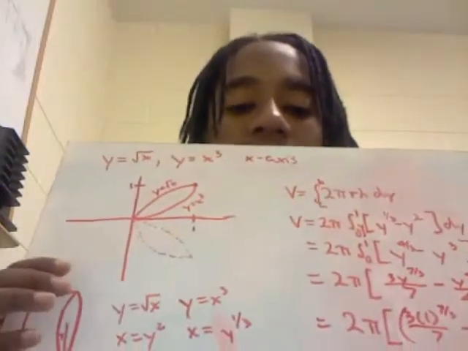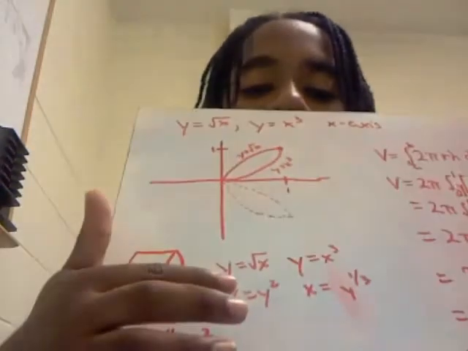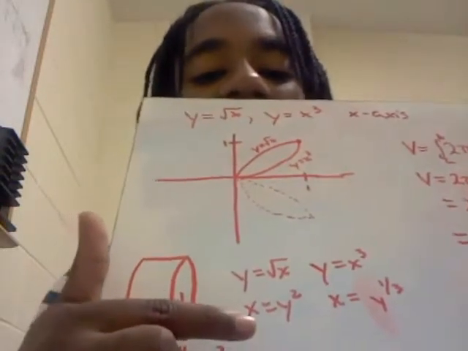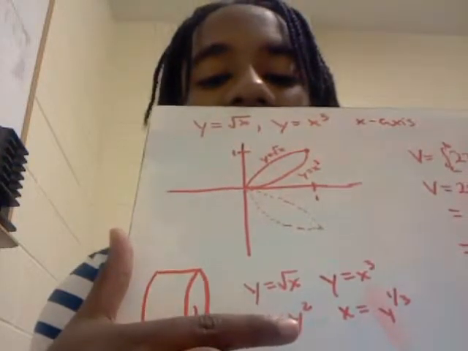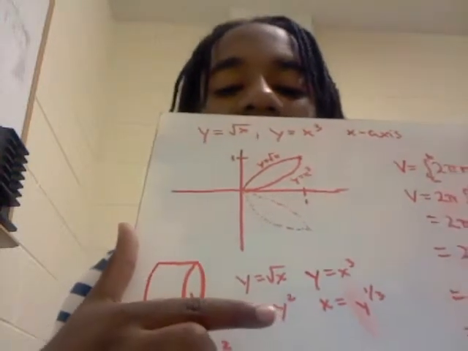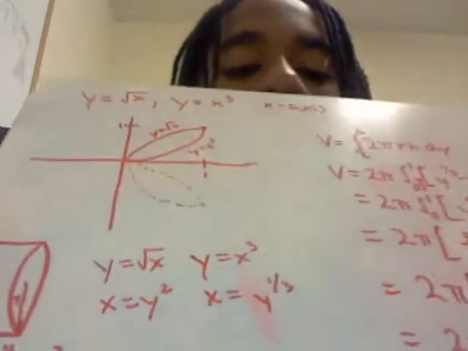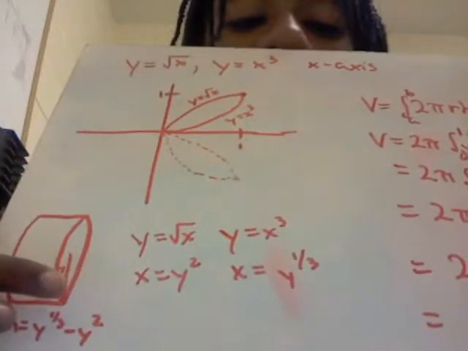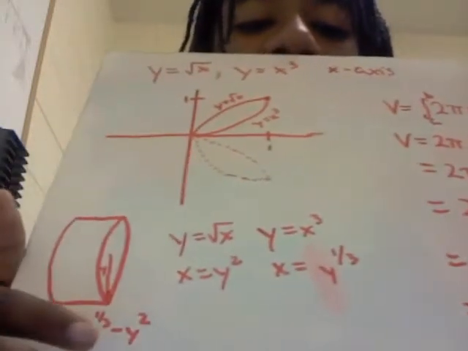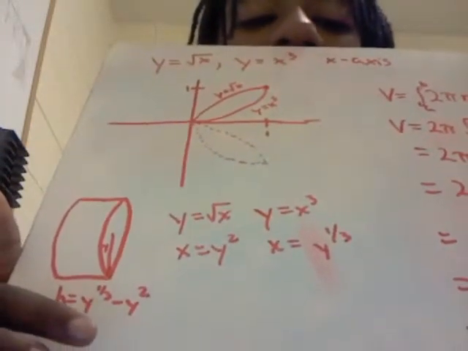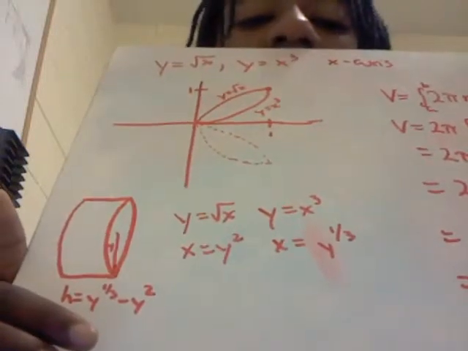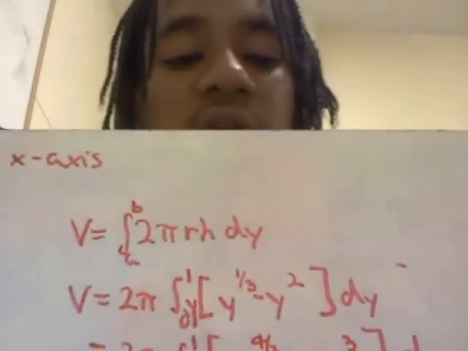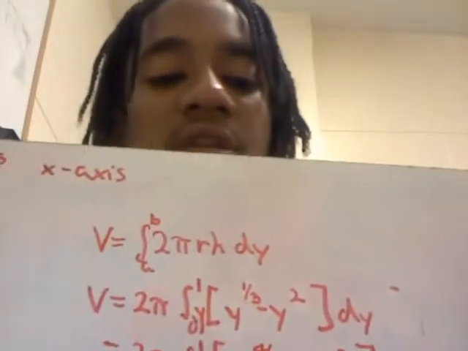When revolved, note, since we are revolving around the x-axis, we must change the x's into y's. X will equal y squared, and x will equal y to the 1/3. The cylinder form will have a y, which will be the radius, and the h will be top minus bottom, which is y to the 1/3 minus y squared. Now we must solve using the shell method.